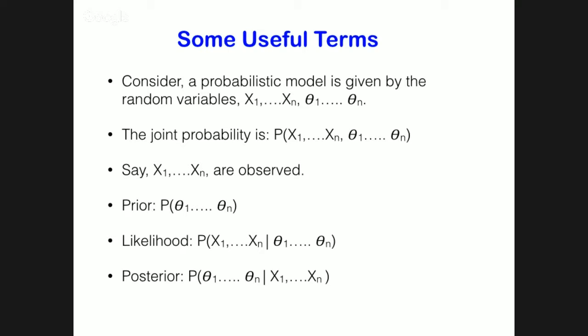Okay. So x1 till xn are observed terms, theta 1 to theta n are unobserved terms. The joint distribution is probability over all the random variables. Prior would be the probability over unobserved terms. Likelihood would be the probability of observed given unobserved, and posterior would be probability of unobserved given the observed variables.